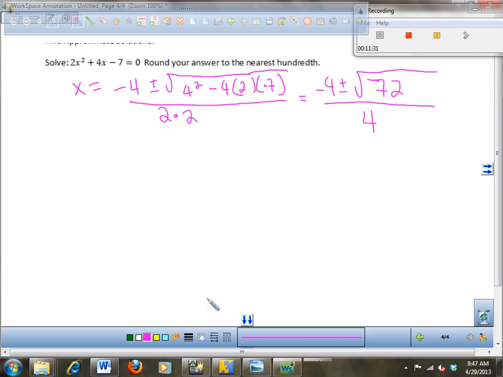Over 4. Okay? So if you left it like this, that'd be pretty good. You could still simplify it using some of those things that we learned. But in the book, all they say is now find the answer. This would be an exact answer. But if they say find the answer to the nearest hundredth, okay, you have minus 4 plus the square root of 72 divided by 4, or negative 4 minus the square root of 72 divided by 4.